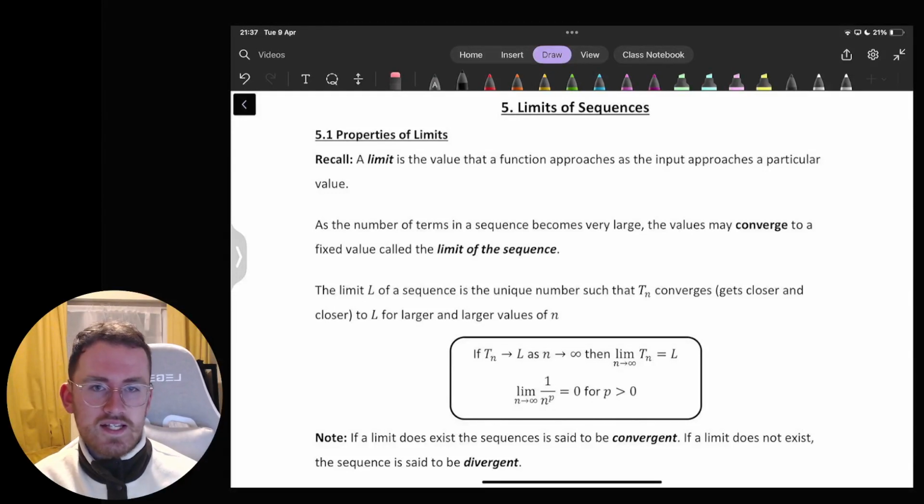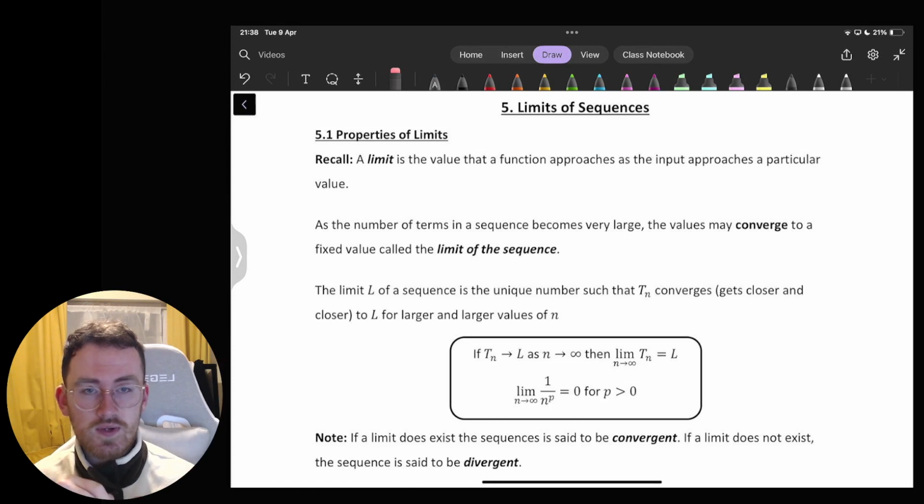Okay, this is, if you like, a quick recap on limits. Limits we did in calculus, you've been exposed to them before. They're ones that you would have revised over as well, so they should be a little fresher maybe than some other things. But just to go back over it, a limit is the value that a function approaches as the input approaches a particular value.